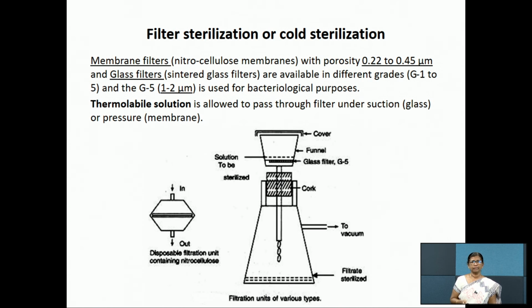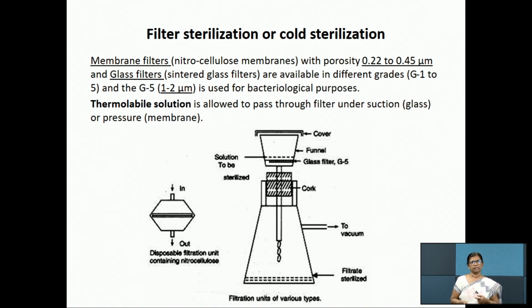regulators. This whole unit shows a flask at the bottom, which is called a vacuum flask. This vacuum flask is connected to a suction pump. Through the suction pump, suction is created so that at the top there is a funnel where you can fill the solution which has to be filter sterilized, and because of the suction force, it will be filtered and the filtrate will reach the bottom.